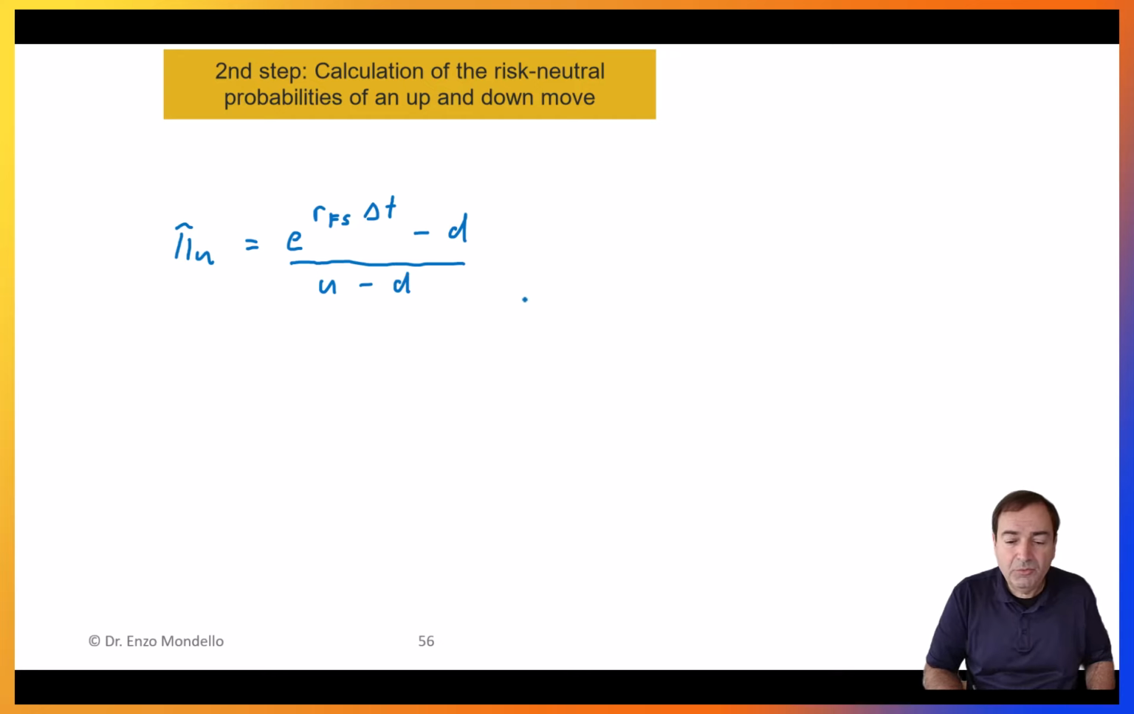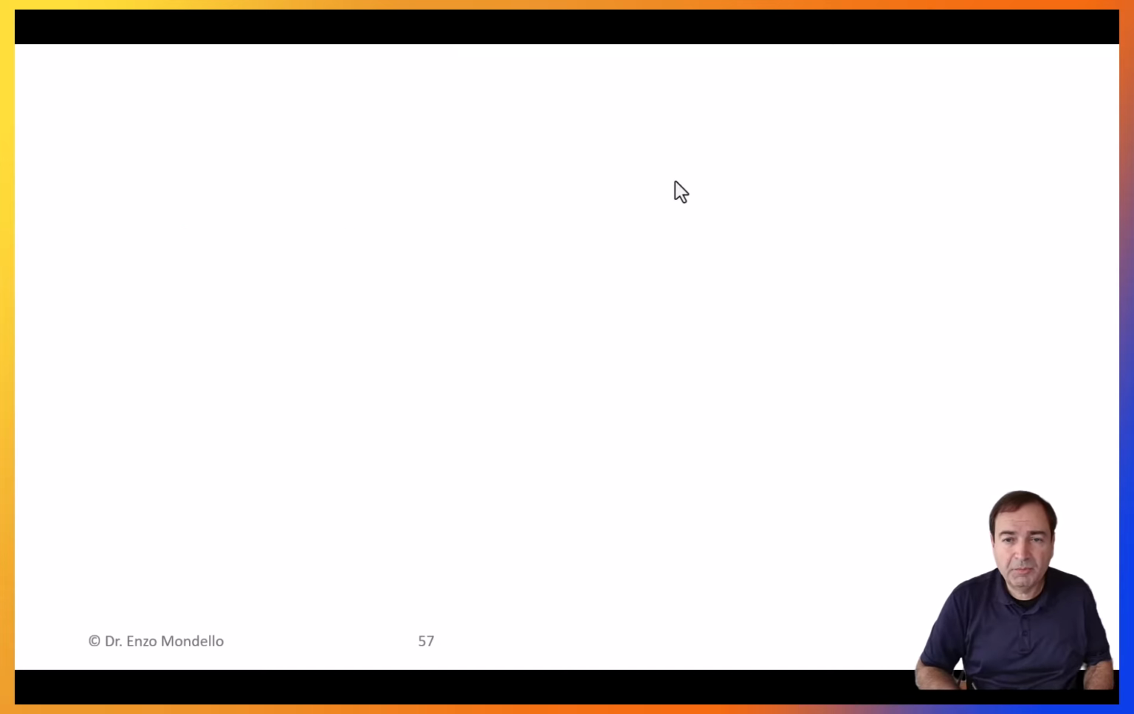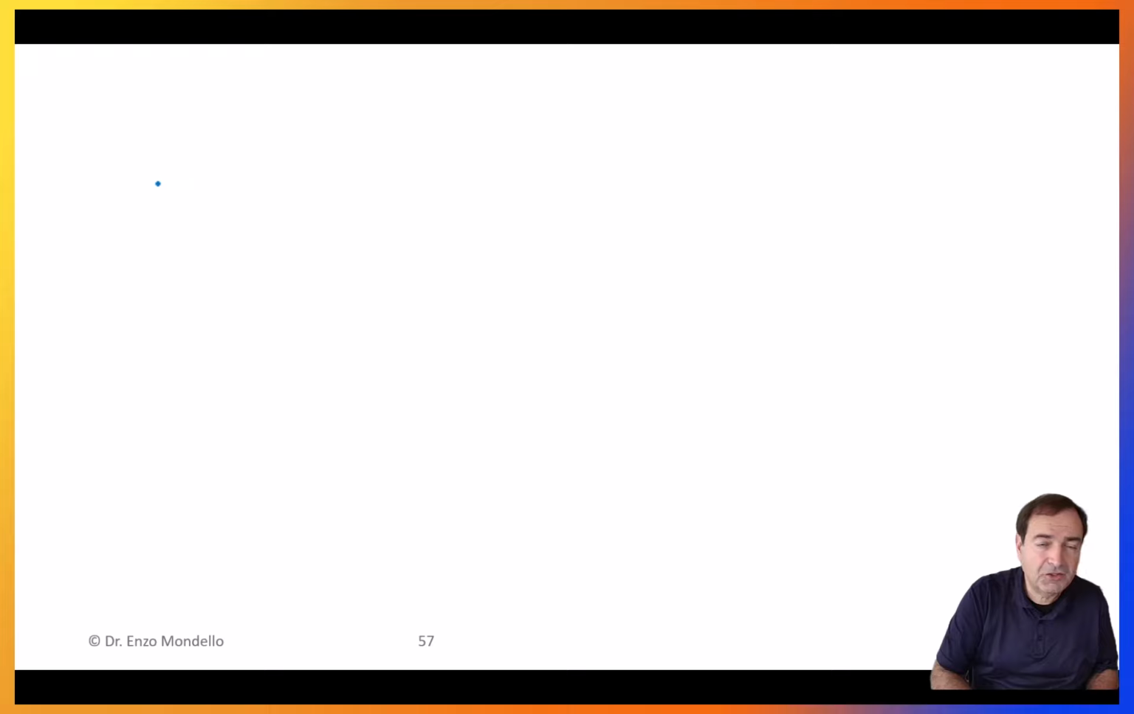And now let's have a look at where this equation comes from. To calculate the risk-neutral probability of an up and down move, we assume a risk-neutral world. In a risk-neutral world, the expected return is given by the risk-free rate. Hence, we can calculate the expected share price at the end of one period by taking the share price today multiplied by Euler's number to the power of the continuous compounded risk-free rate times one period in the binomial model.